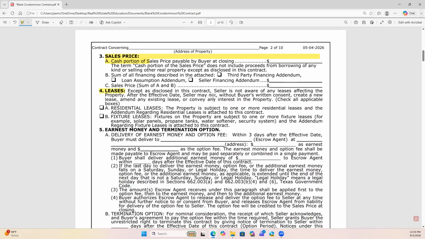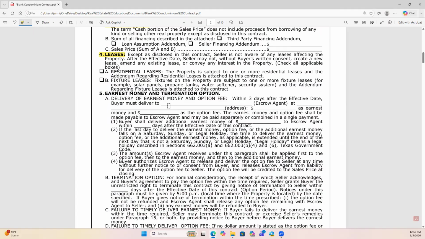Your leases, nothing has changed really here, except the fact that there is no natural lease. Okay, so you can't have a lease on the land, as far as like crops or anything like that, because it's a condominium. So we just need to know if there are any fixture leases or residential leases there.